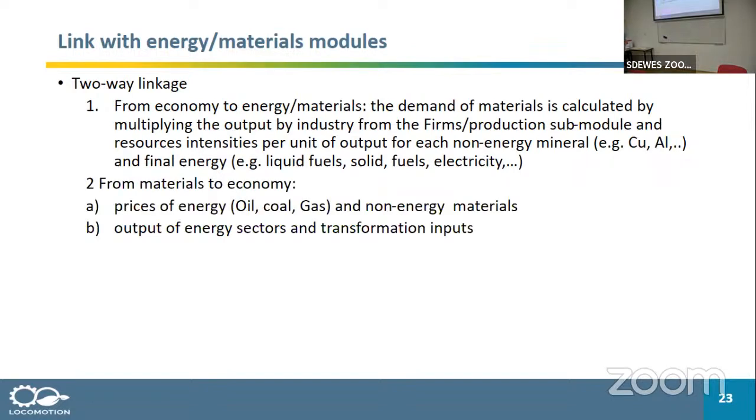And then we have a link from materials to economy. And this link is, first we have the price of energy, of oil, coal, and gas, and non-energy materials, which feedbacks into the economy. And then we have all the information from the energy sector. We have the output of the different energy sectors and also the transformation inputs. And this goes directly to the technical coefficient matrix.